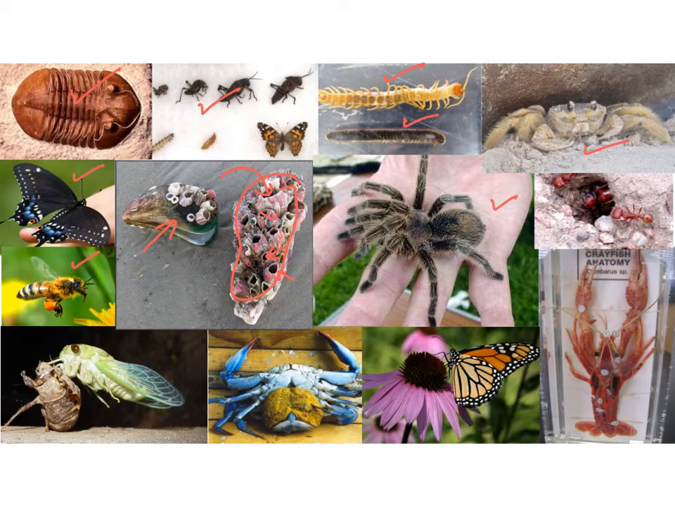Here's a tarantula. We have harvester ants, another insect. Here's a crawfish right here, a monarch butterfly. Here's another crab. This is a blue crab that's a female. Those are eggs. And here's a cicada. By the way, on this honeybee, that honeybee is carrying pollen right there.